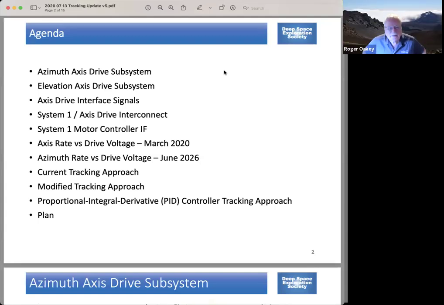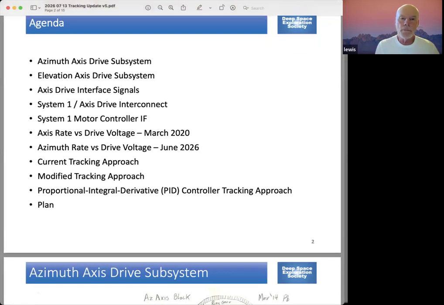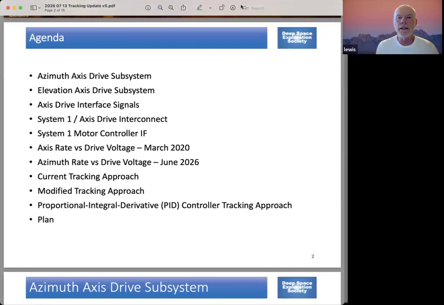So we restarted our effort to work on the tracking software after about a year and a half delay. The last half of the presentation will discuss the tracking things. But in the first half, we're going to go through the existing azimuth and elevation drive systems, and then its interface to the system one. And then we'll get into the tracking related material.